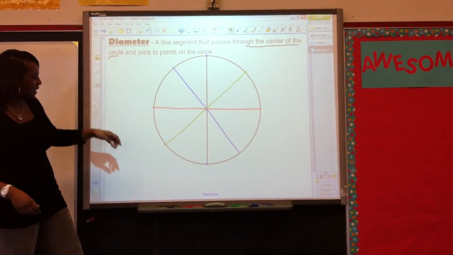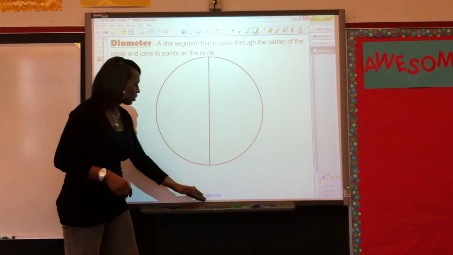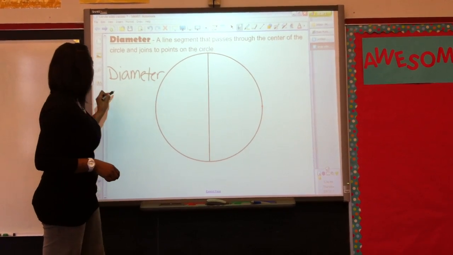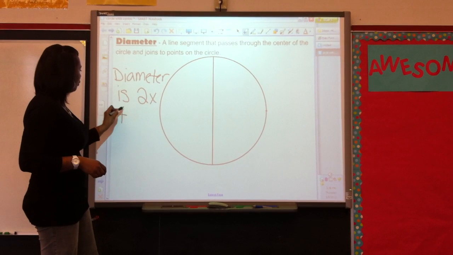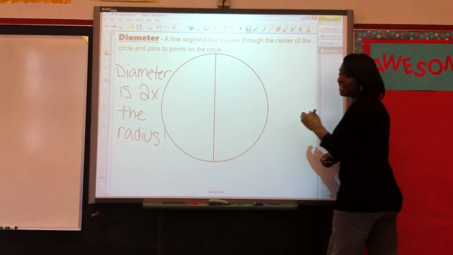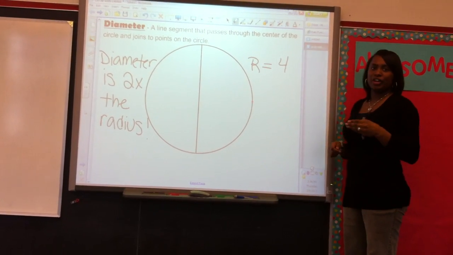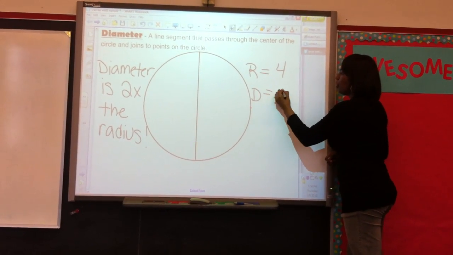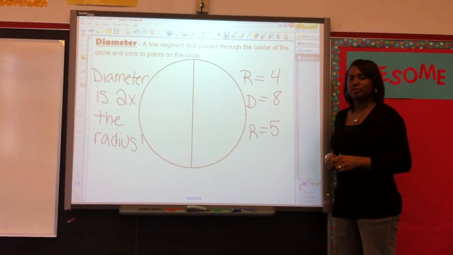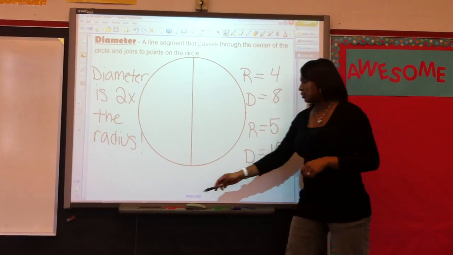If we go back to our slide of the diameter, we can also talk about its relationship to the radius. The diameter is 2 times the radius. Again, for example, if they give you a radius of 4, then you know the diameter is 2 times 4, so the diameter would be 8. And if they give you a radius of 5, then to find the diameter, you do 2 times 5, which is 10. Those are the main two terms we talked about today.